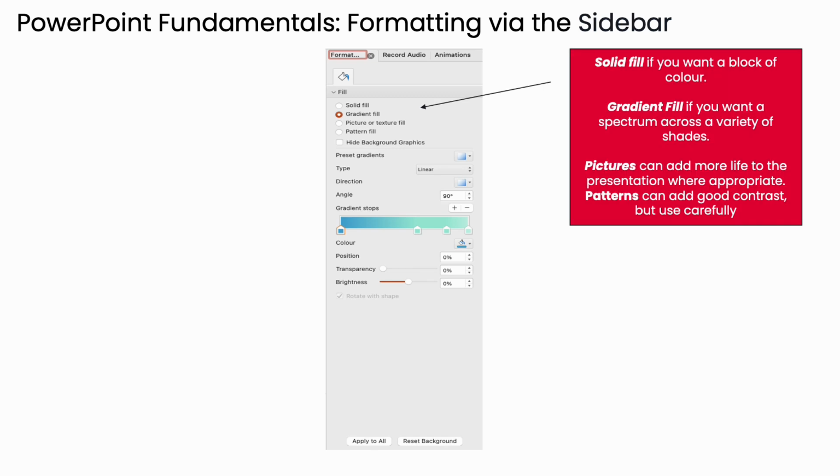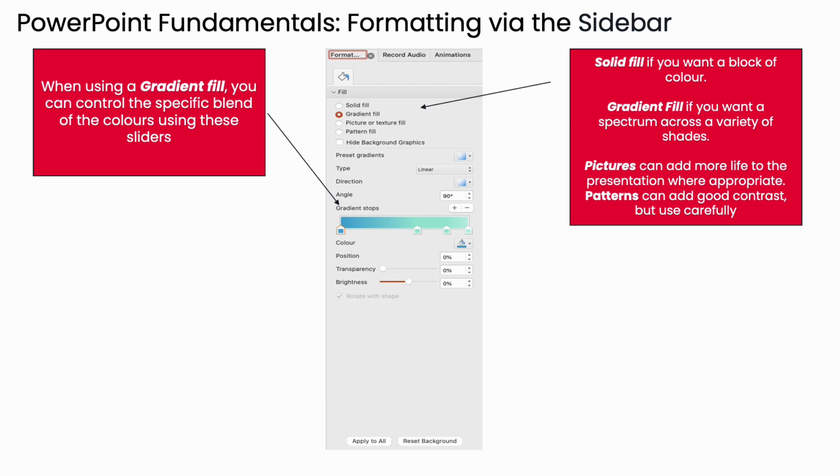In terms of filling your objects or slides, you can use a few different options. You have solid fill if you want a block of one color, gradient fill if you want a spectrum of shades across a variety of colors, depending on how many different gradient stops you include. You can add pictures to bring your shapes and slides to life. And you can also utilize patterns, which are good at providing contrast, but should be used sparingly so as not to distract the audience.